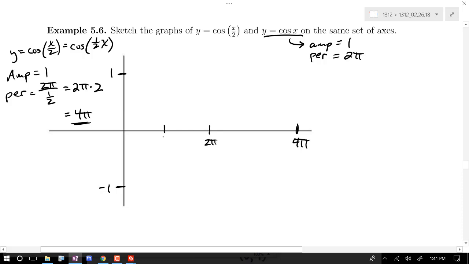Cutting this up into fourths. Now the cosine x has a period of 2 pi, so I need to also cut that up into fourths. So this would be pi over 2, 3 pi over 2, 5 pi over 2, 7 pi over 2.